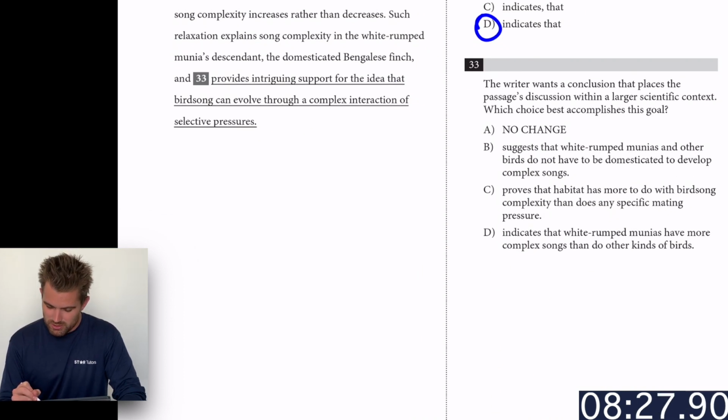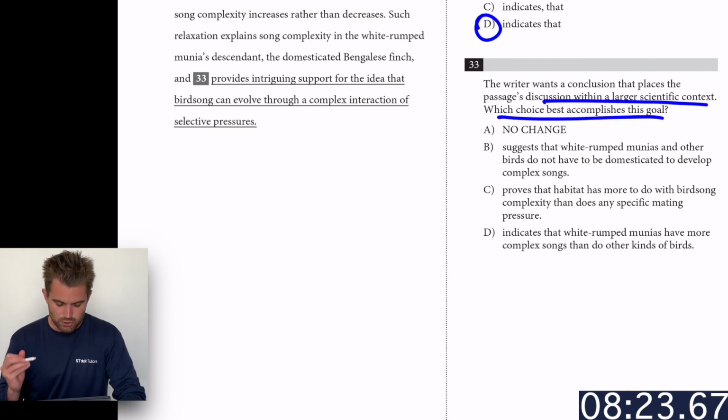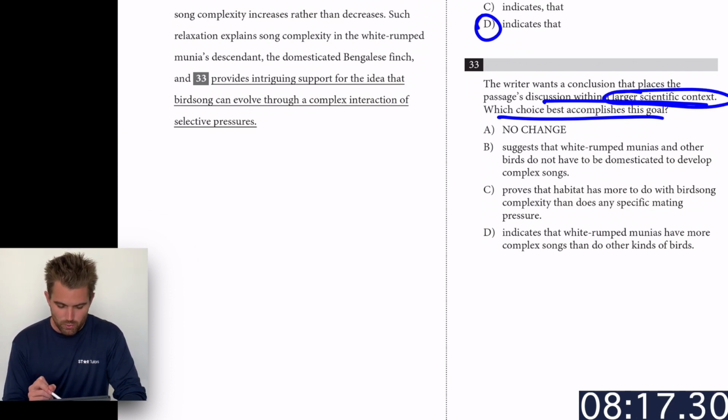The writer wants a conclusion that places the passage discussion within a larger context. Which choice best accomplishes that goal? So a larger context is key, guys. A larger scientific context. That's what we need to think about when we're reading this. In the way such relaxation explains song complexity in the white-rumped munia's descendant, the domesticated Bengalese finch, and provides intriguing support for the idea that bird song can evolve through a complex interaction of selective pressures.